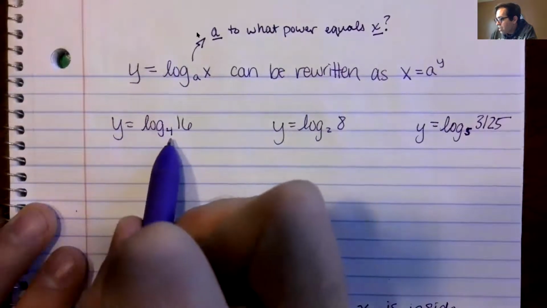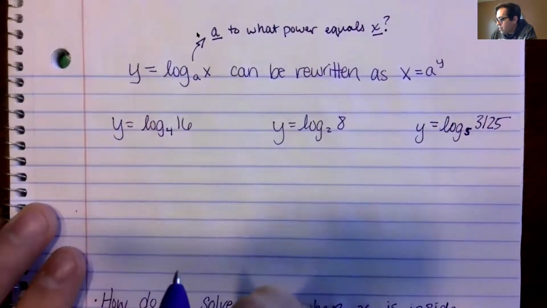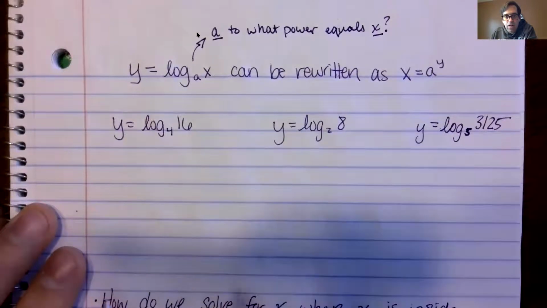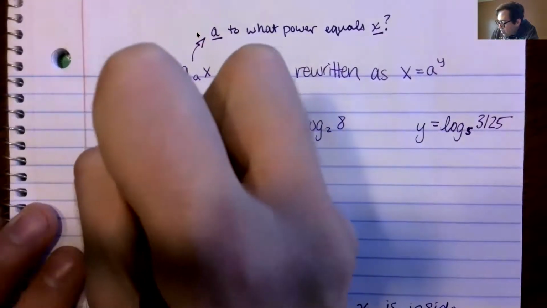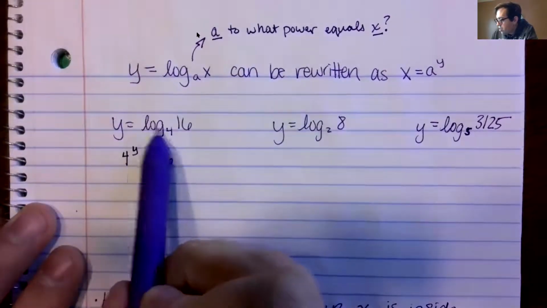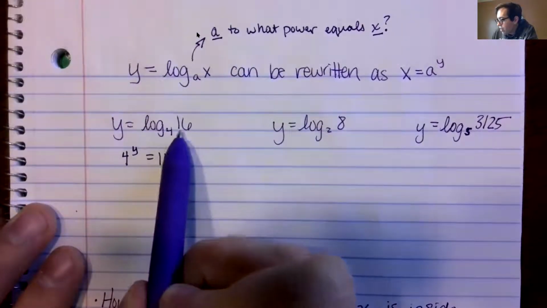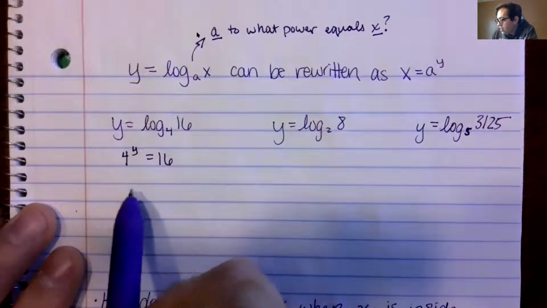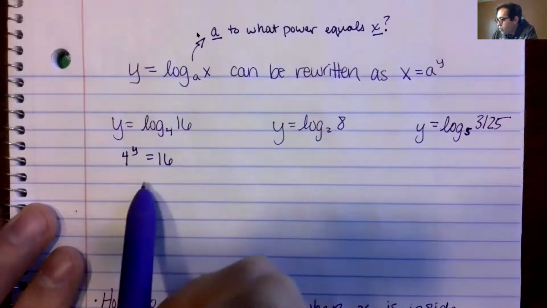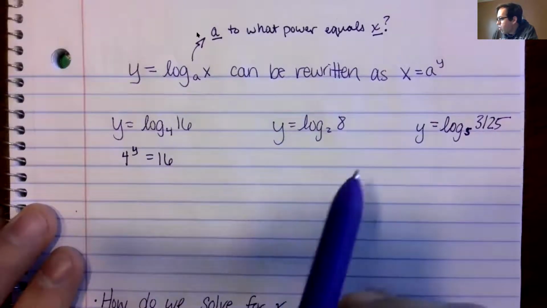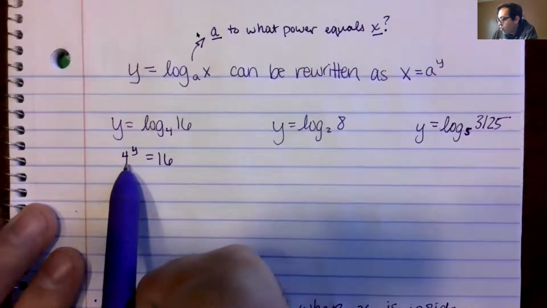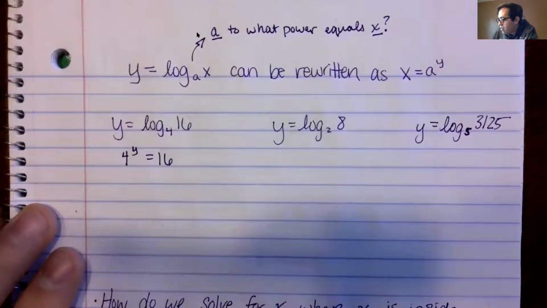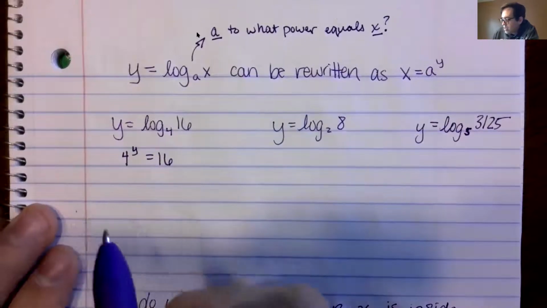Y equals log base 4 of 16. So if we rewrite this in our exponential form, it would be 4 to the y power equals 16. Again, log base 4 of 16 means 4 to what power equals 16. So the y is in the exponent. We don't have to do that much work here. Let's just think about this. All of these initial ones are going to turn out pretty nice. We think 4 to what power equals 16? Well, 4 times 4 is 16, so the exponent should be 2.